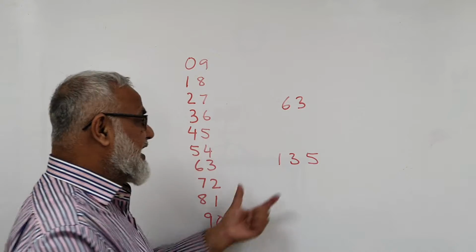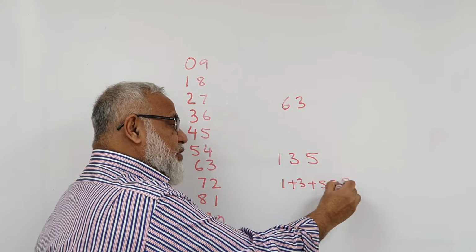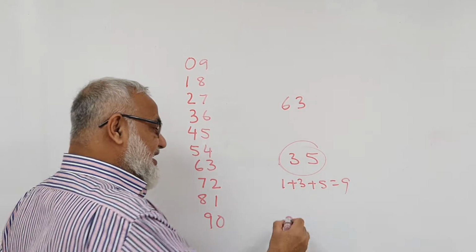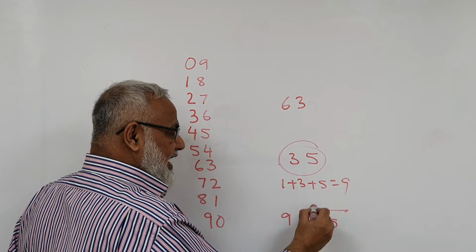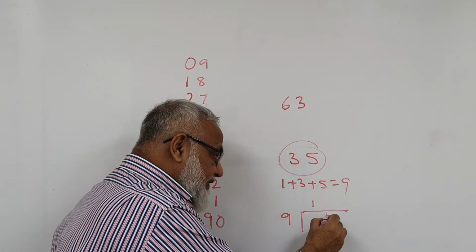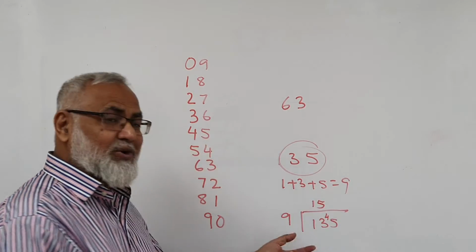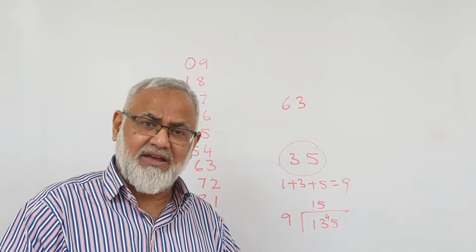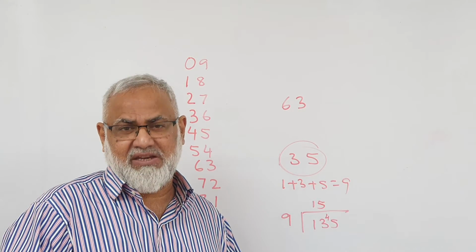135. Add them together. 1 plus 3, 4 plus 5, 9. So 135 is completely divided by 9. And how can you check? Use the bus stop method. 9 times 1 is 9, remainder 4, that 4 and 5 is 45, so 9 times 5 is 45. So not only any 3-digit number, any number of digits, you just add them together, and if the answer is 9, then that number is completely divided by 9.